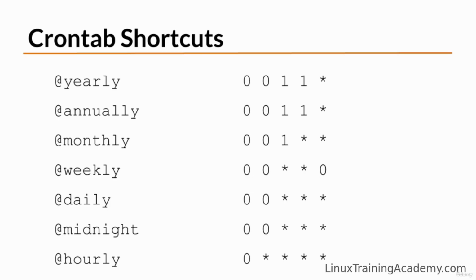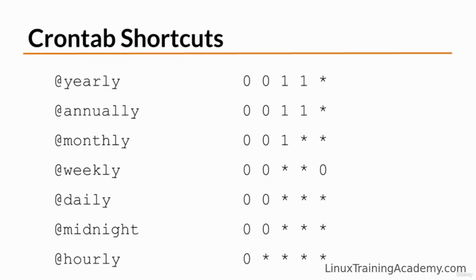Annually is exactly the same thing as yearly. Monthly means run once a month at midnight on the morning of the first day of the month. Weekly, run once a week at midnight on the morning of Sunday. Daily, run every day at midnight. Midnight is the same thing as daily. And hourly means to run once an hour at the beginning of the hour, or at the top of the hour.